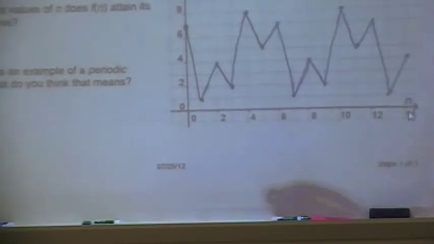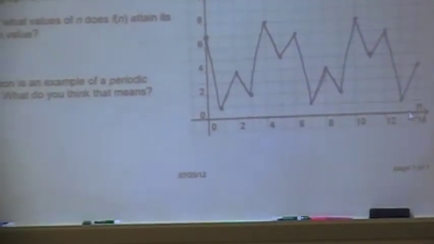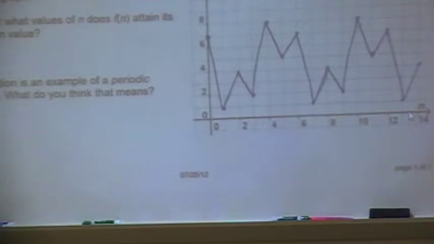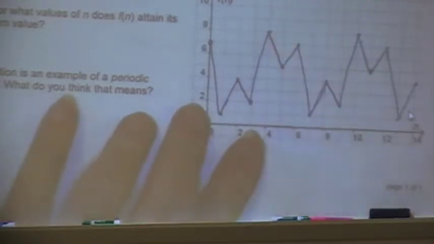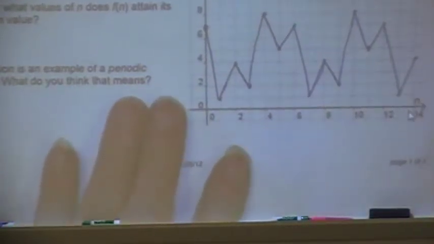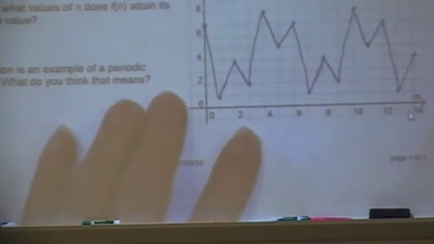Okay, so now if you look at this graph, I went ahead and backed it up because I figured out the pattern, right? So number 5 says, for what value of n does f of n attain its maximum value? So where are the peaks? Because there's more than one, right? It happens at 4, and then again at 10.